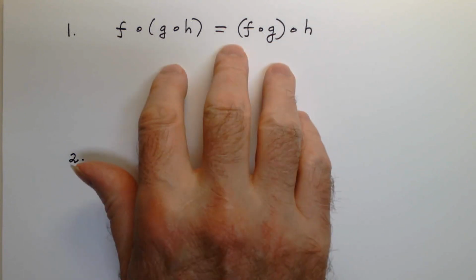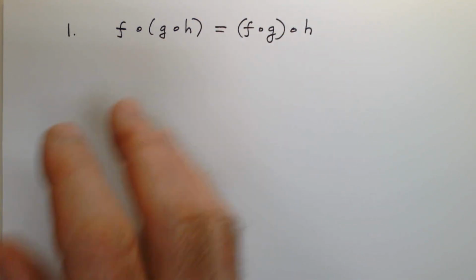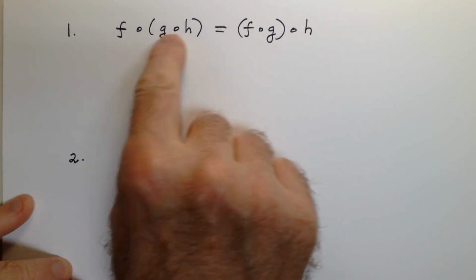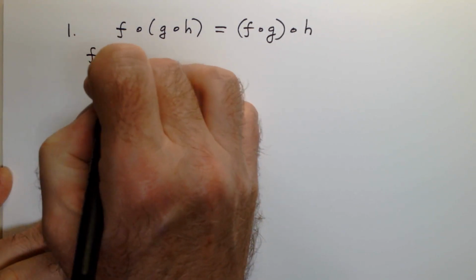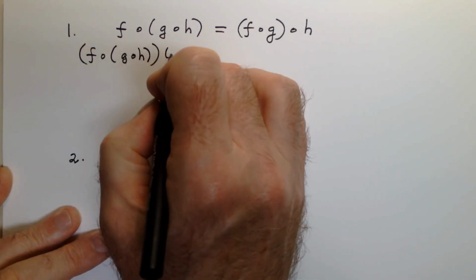Let's first of all talk about this result. If I ever want to show that 2 functions are equal, I just have to show that they operate in exactly the same way on every input variable, right? So that for every single input variable, they produce the same output. So let's think about what happens when I apply f of g of h to an input variable x.